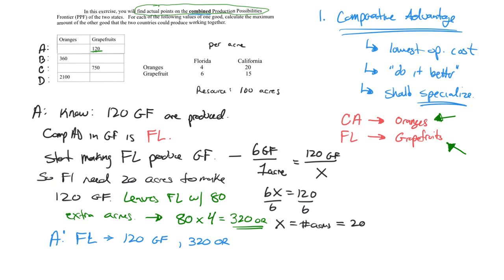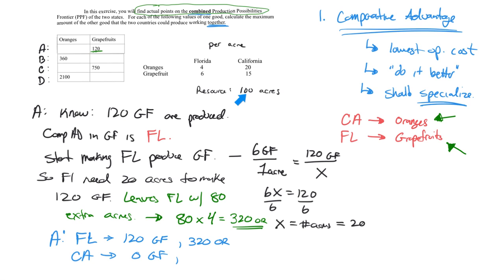But that's not together. We now need to figure out what California is going to do. But wait a minute, grapefruits are already gone. So now we know that California just needs to spend everything on oranges because grapefruits are already taken care of. Everything. So that means that California is not going to produce any grapefruits. They're going to put all of their resources towards oranges.